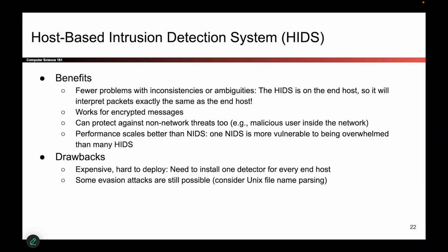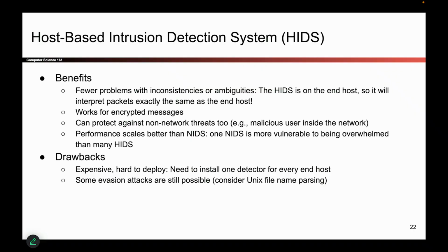Now here are some drawbacks. These are kind of the opposite of NIDS. So remember, a NIDS was very cheap. It was one device for the whole network. Now we have a drawback where you need one detector for every end host. So the thing that was good about NIDS is one thing that's bad about HIDS. It's much more expensive. You have to go to every end host and install this detector.